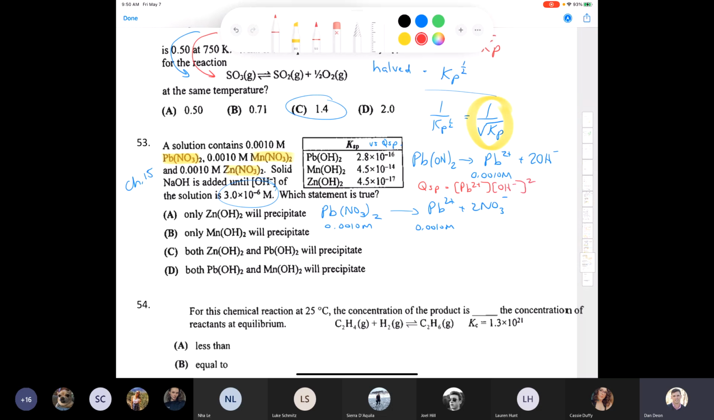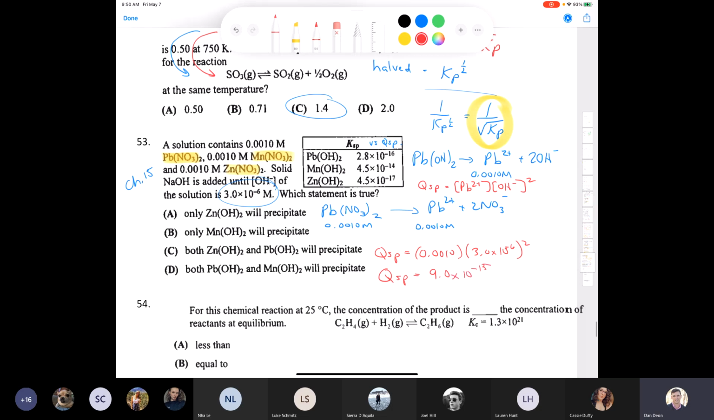Now let's try it. So my QSP for all 3 of these is going to be the same, right? Because the concentration of the cation is the same in all of them. Let's write it out. 0.0010 multiplied by, what was it? 3.0 times 10 to the -6 squared. So let's try it again. 3 times 10 to the -6 squared multiplied by 0.001. Okay, so the QSP for all 3 of these is identical. It's 9.0 times 10 to the -15.